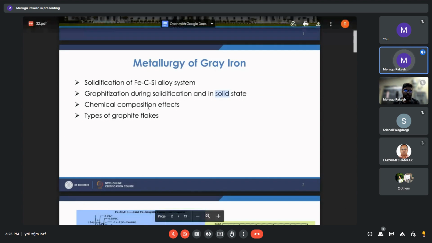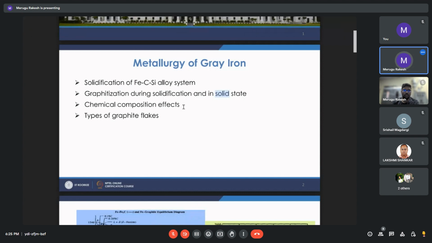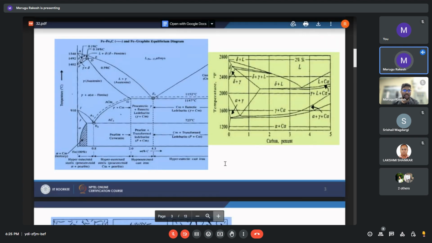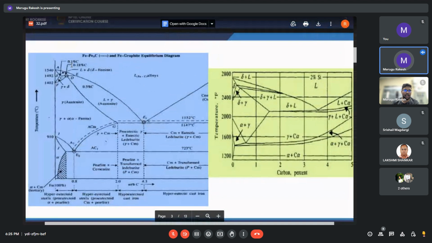So then chemical composition effects. One chemical composition is this silicon, and there are some other alloying elements as well, magnesium for example. Now let us see what is the effect of this silicon on the iron carbide diagram.